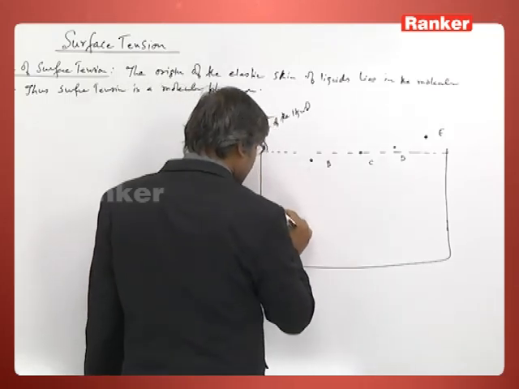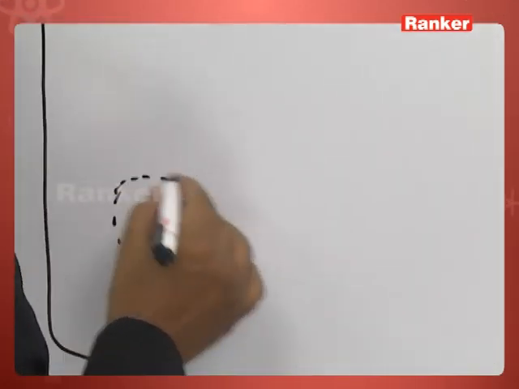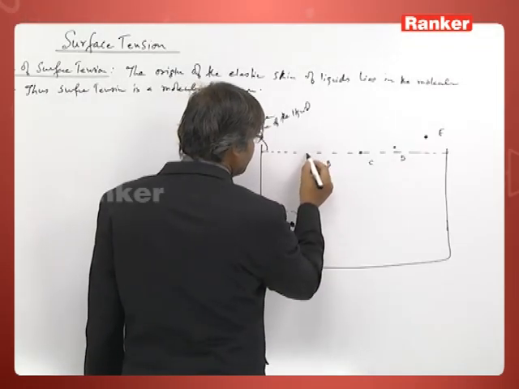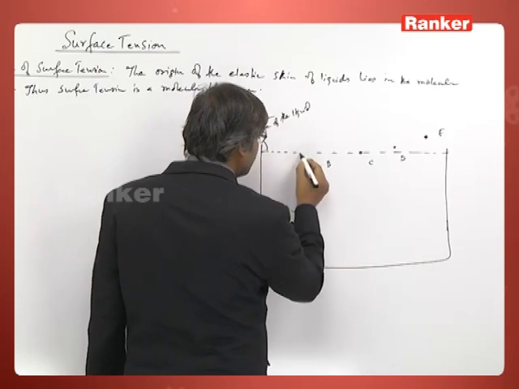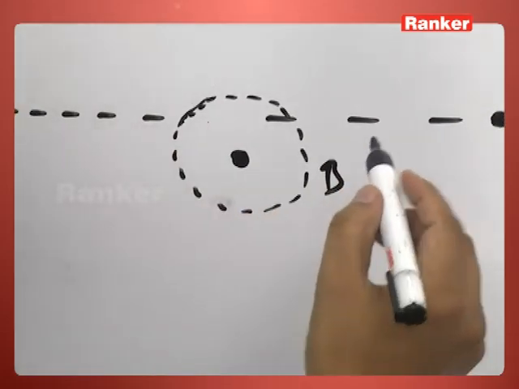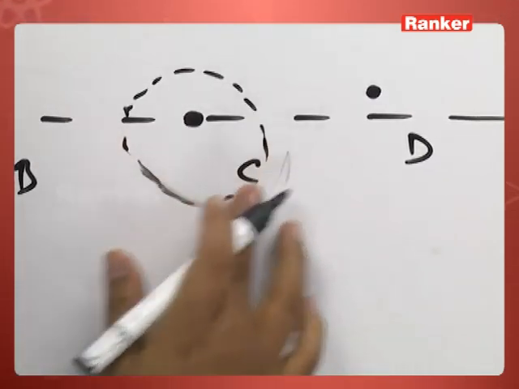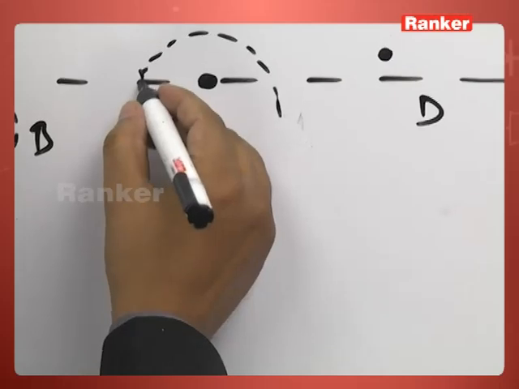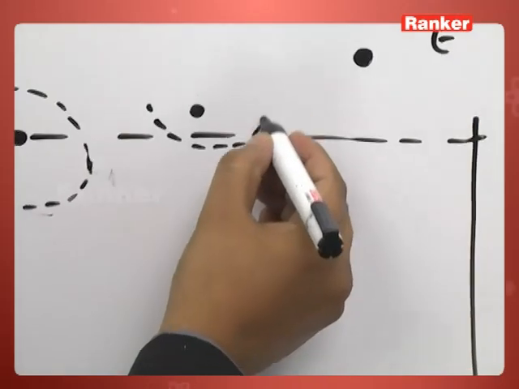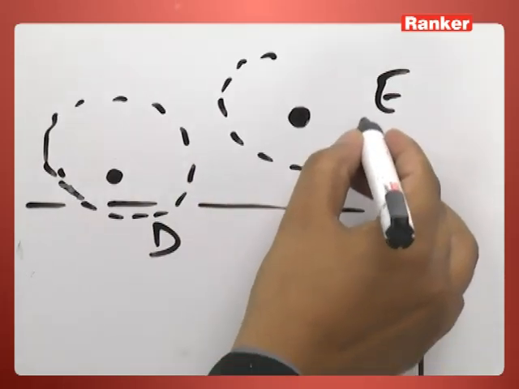So, you see this is A, I assume A to be a sphere like this. So, let us write this A here. This is the sphere of influence, and now you see this is the sphere of influence of B, and you can see the sphere of influence of C also. C is on the surface, so half of the sphere of influence will be above it, and you can see the sphere of influence of D and of E also.